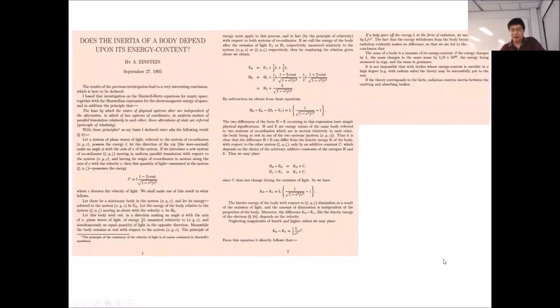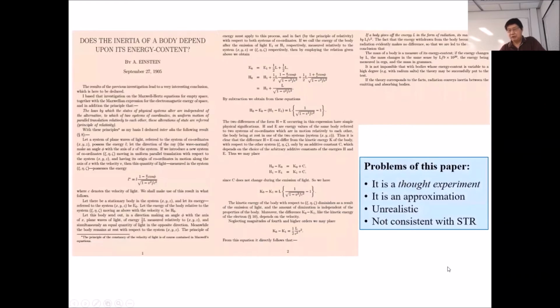This paper, however, has a number of difficulties. First, it's not based on a general situation, but on a special situation. Einstein called it a thought experiment. And the result, E equals mc squared, was not an exact mathematical result. It was an approximation under the condition that the traveling speed of the system is much less than the speed of light. And this thought experiment was unrealistic. In reality, we cannot conduct the experiment proposed by Einstein. And finally, this paper involves some steps that are not consistent with special relativity.